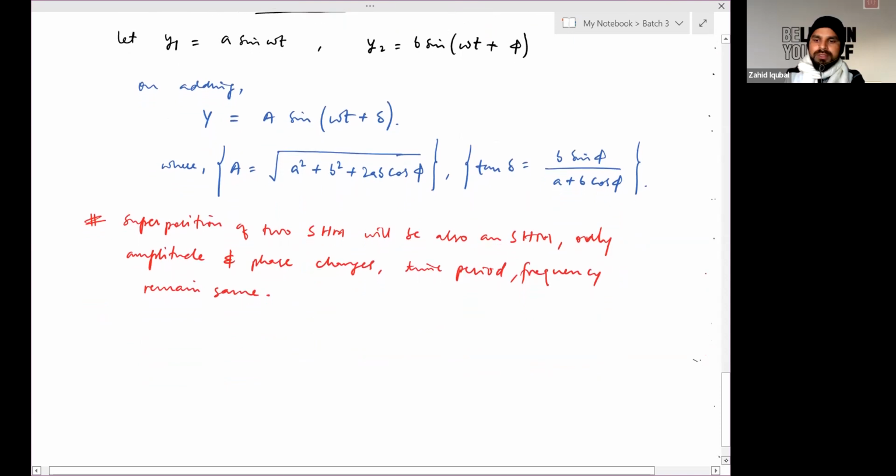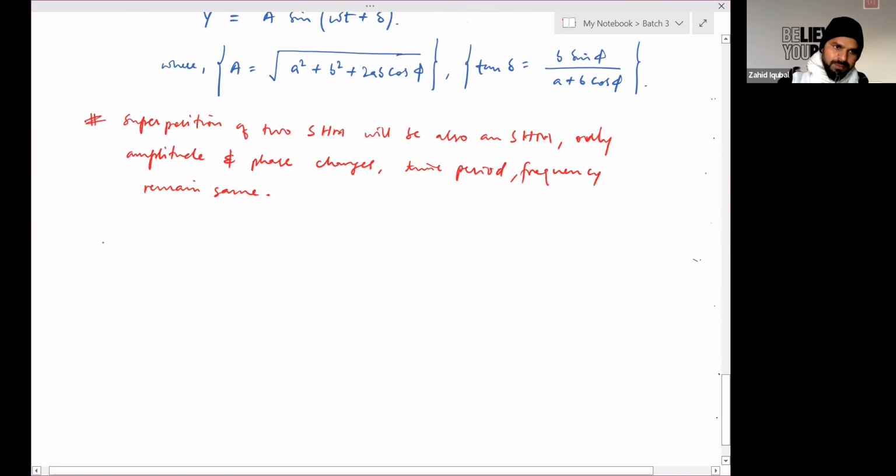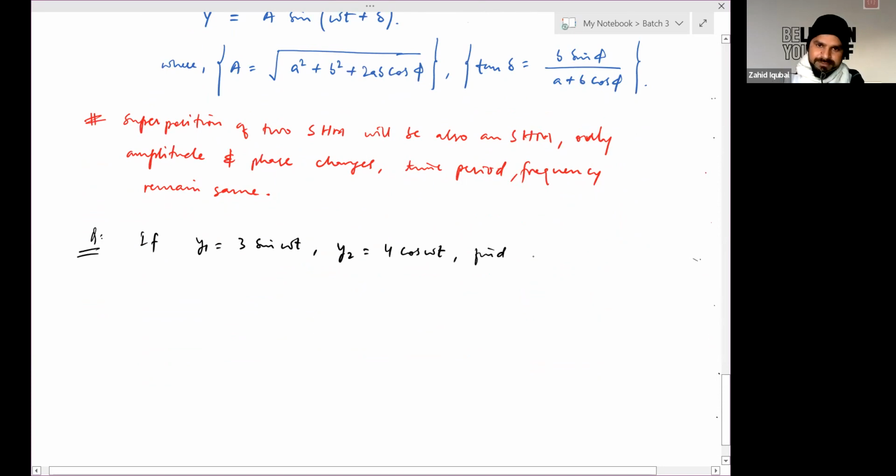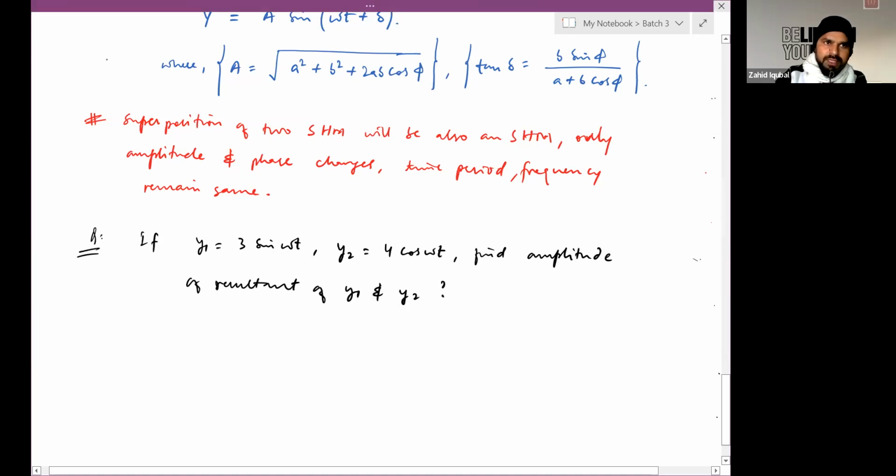Now, related to this concept, you will be asked: if y1 equals 3 times sine omega t and y2 equals 4 times cos omega t, find the amplitude of the resultant of y1 and y2. Let me define how to calculate.